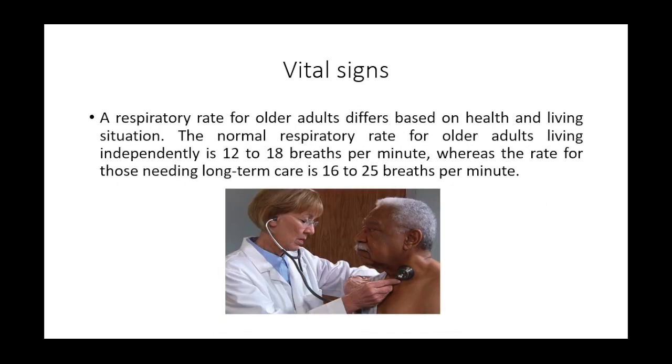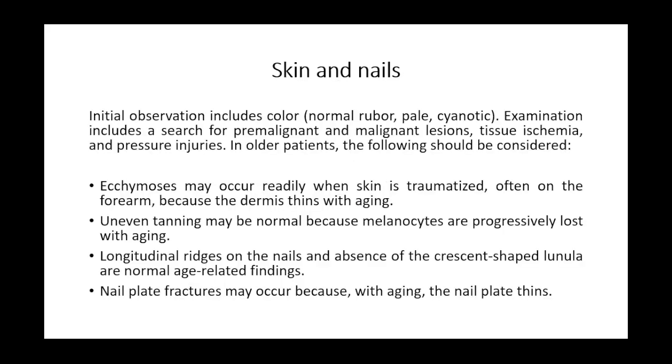The respiratory rate for older adults differs based on health and living situation. The normal respiratory rate for older adults living independently is 12 to 18 breaths per minute, whereas the rate for those who need long-term care is 16 to 25 breaths per minute.